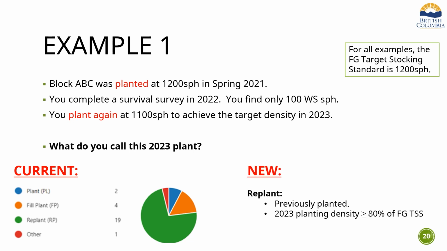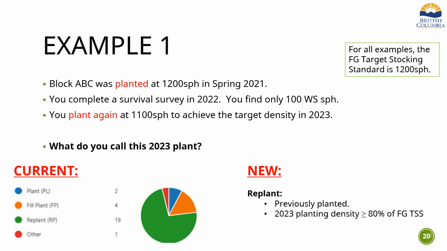It will be called a replant because it was previously planted, and the 2023 planting density is greater than 960 stems per hectare, which would be equivalent to 80% of the target stocking standard. So this is meaningful for the yield curve development process. Whenever a replant code is added, the initial plant information will not be used for the yield curve development process. Instead, it will be based on the replant information. So that is a key difference between replants and fill plants.